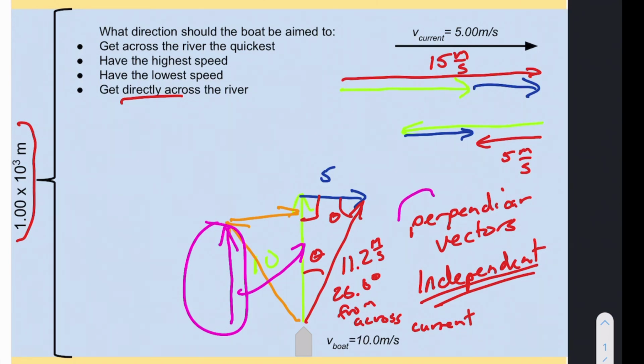So the key here is that we have perpendicular vectors that are independent. As we start talking about projectiles and things moving through the air, we're going to talk about horizontal motion and vertical motion, because horizontal motion and vertical motion are perpendicular to each other. The things that affect the horizontal motion versus the things that affect the vertical motion don't affect the other. And that primarily is gravity. So gravity affects vertical motion, but it doesn't affect horizontal motion. So that's what we'll talk about next.